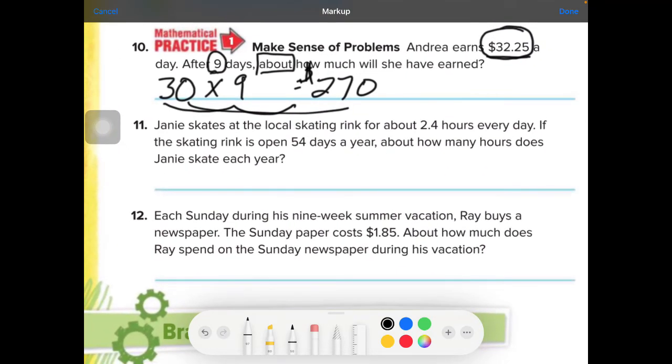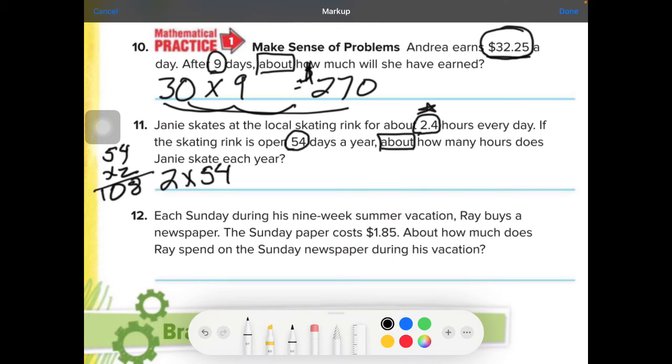Number 11, Janie skates at the local skating rink for 2.4 hours every day. If the skating rink is open 54 days a year, about how many hours does Janie skate each year? All right, thank goodness we don't have to do this exactly. That'd be a little crazy. So I'm going to say that this 2.4, oh, it's not to a 5, so I'm going to bump it down to a 2. I'm going to say that it's 2 times 54.